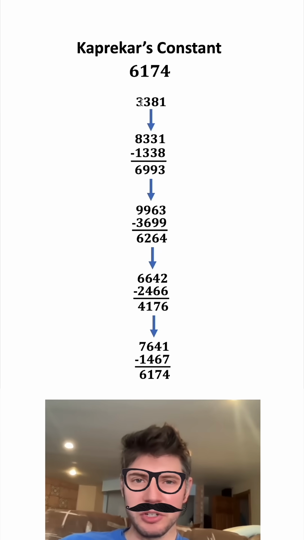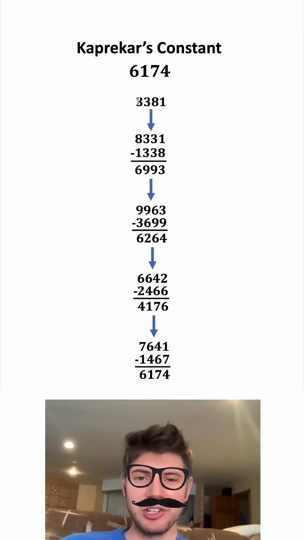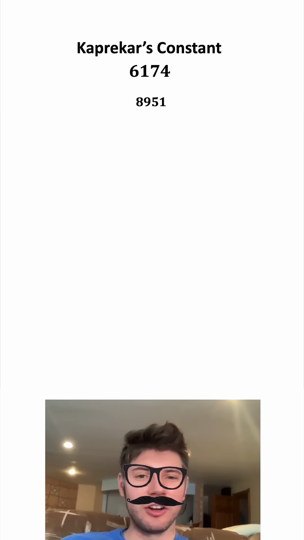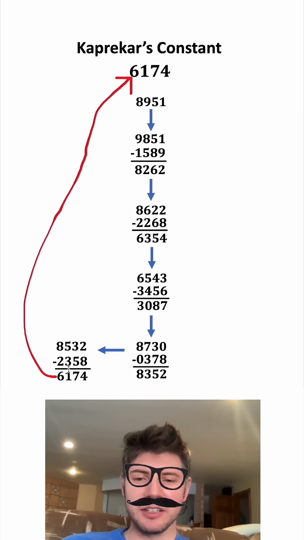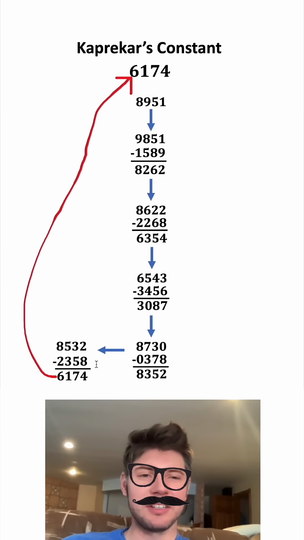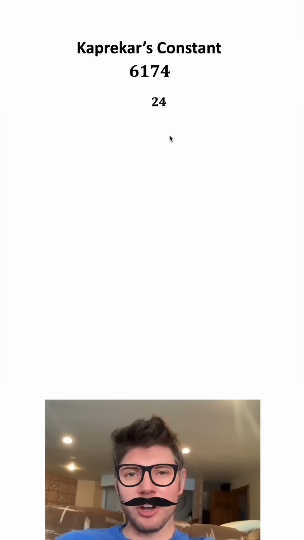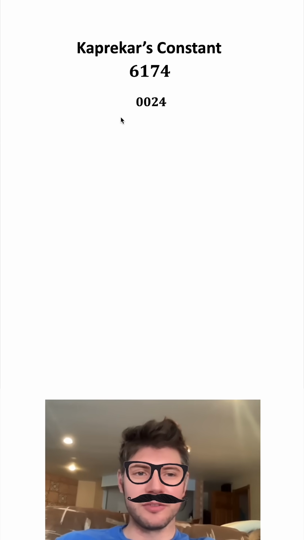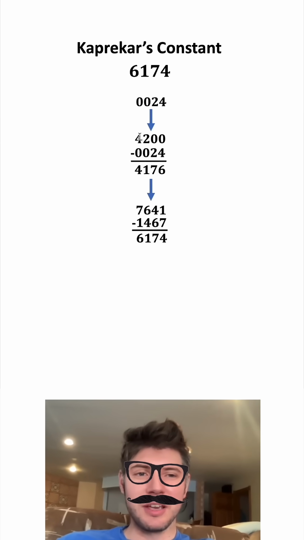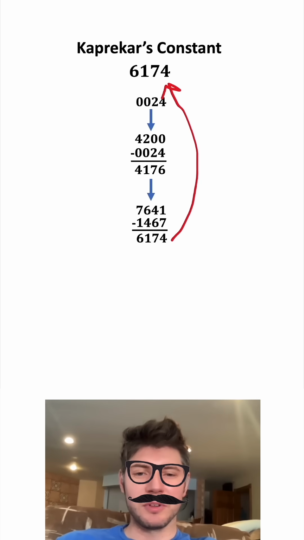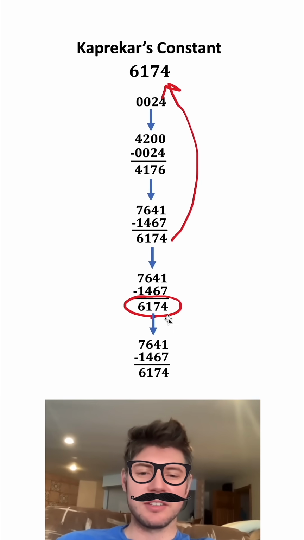Any four-digit number you choose, as long as it's not four of the same digit, will always eventually become 6174. Some of them take longer than others, like 8951 takes this many rounds, but you finally end up with 6174. Two-digit numbers also work, as long as you throw down two zeros in front, now it's a four-digit number. Go through the same process, you end up back with 6174. And obviously, like we talked about before, 6174 just stays 6174.